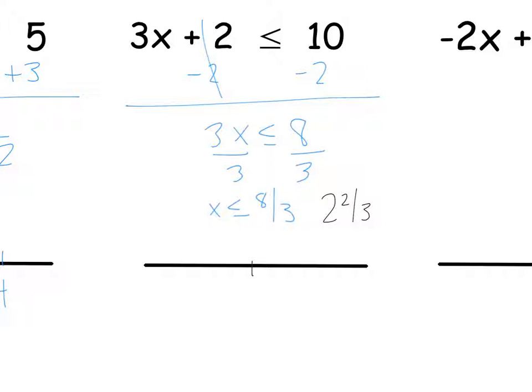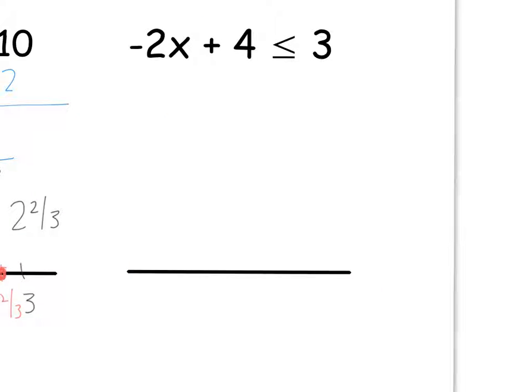So I can graph this on my number line as 0, and I'll plot -3 and +3, and 2 and 2/3 would be almost at 3. And I have a closed circle because it's less than or equal to, and I need to shade everything to the left.